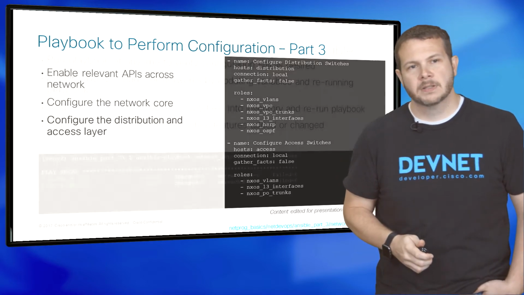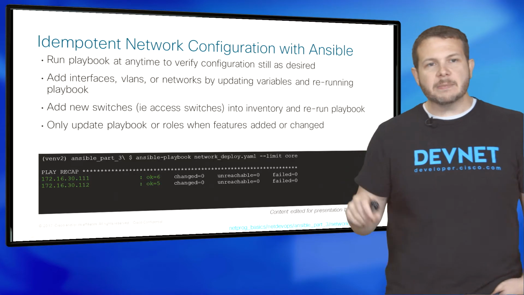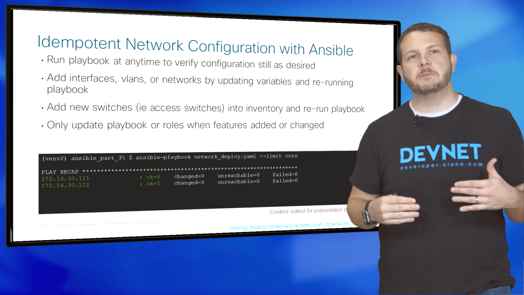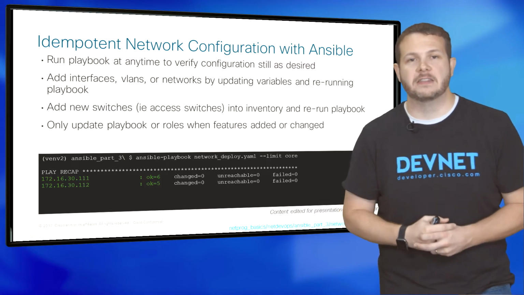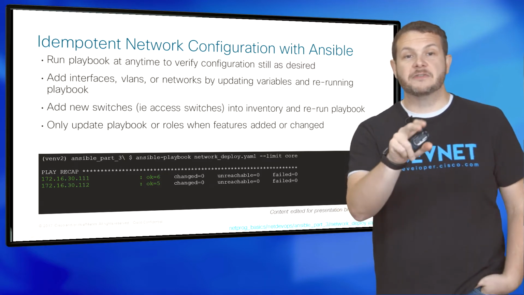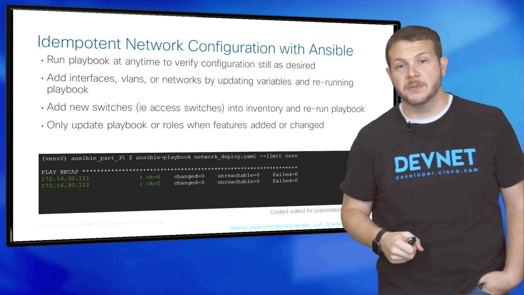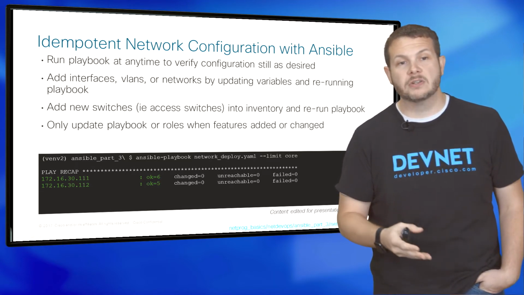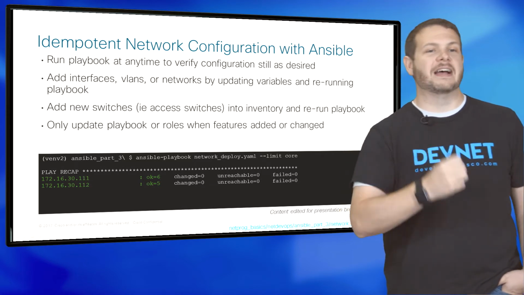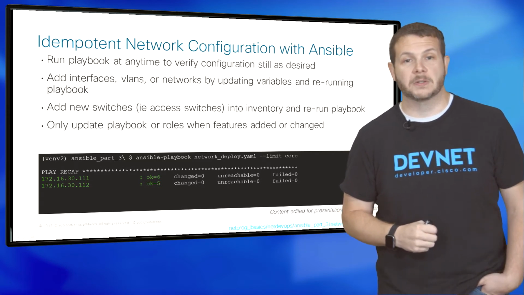Now one of the things that's nice about Ansible is this idempotent behavior. This means I can rerun these playbooks at any time to verify that the configuration still matches what I desire. If I add interfaces, VLANs, or networks to variable files, just rerunning the playbook will make sure that the configuration that's live matches the desired state as laid out in our network as code.